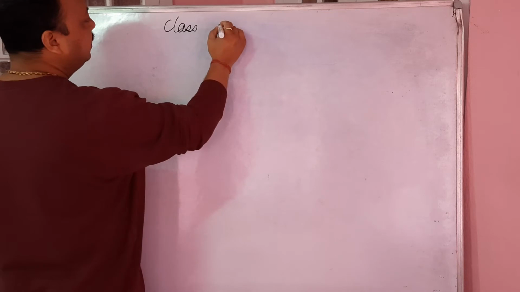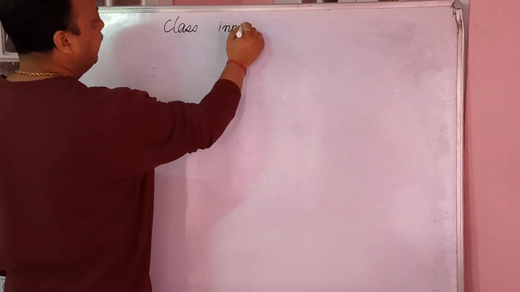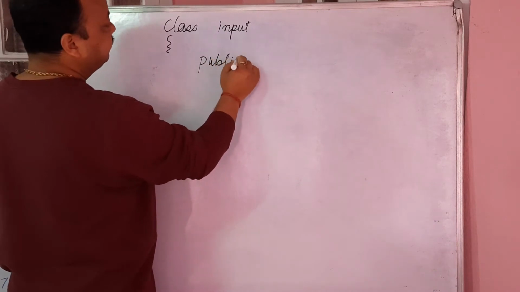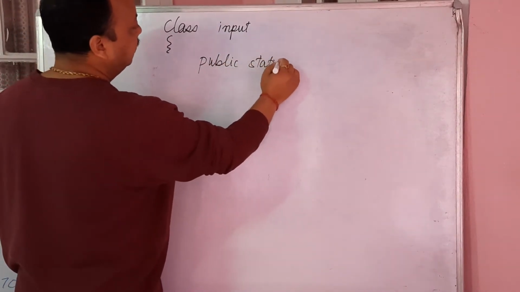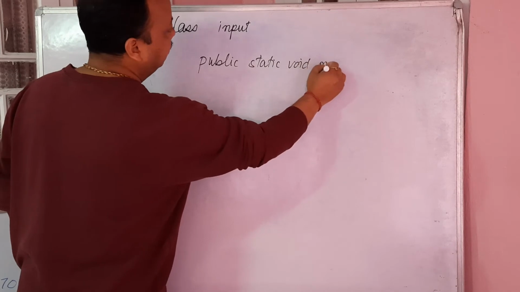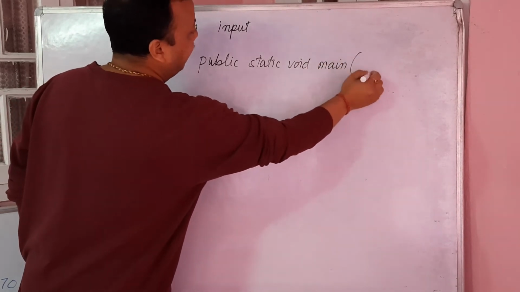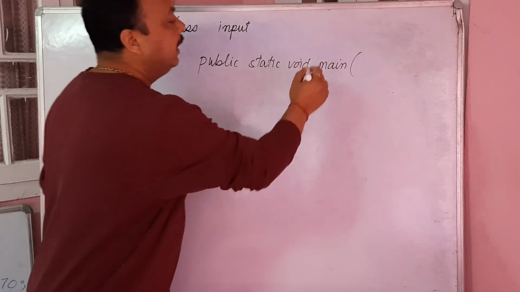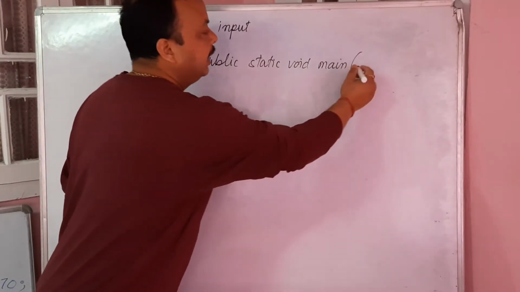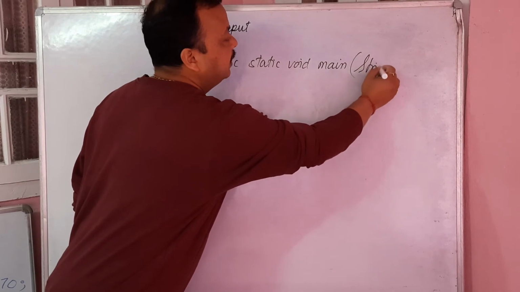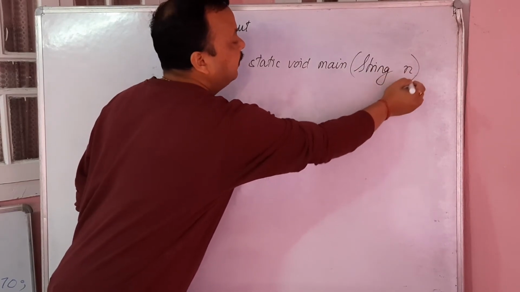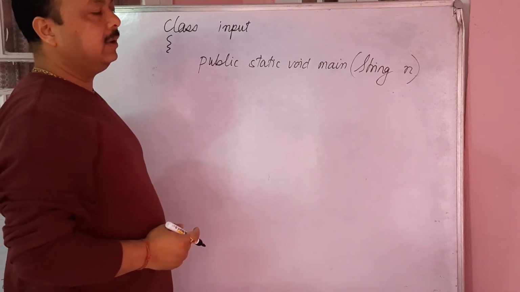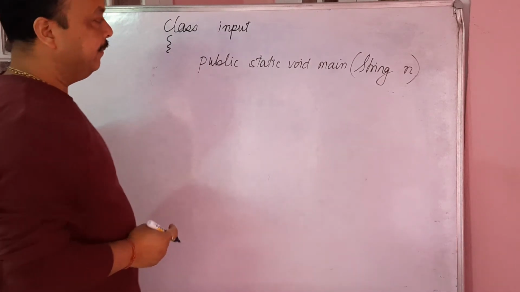So you write class input, and here you write public static void main, and remember what was the question? Input name. So the data type of name will have to be what? String. So you take the name of the variable as n. N is a meaningful name for a variable because n can stand for name.